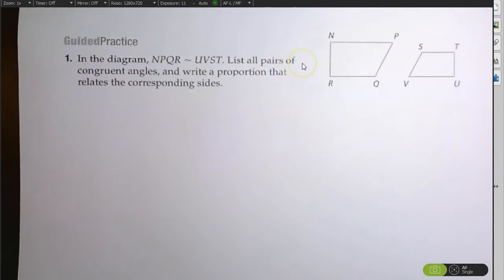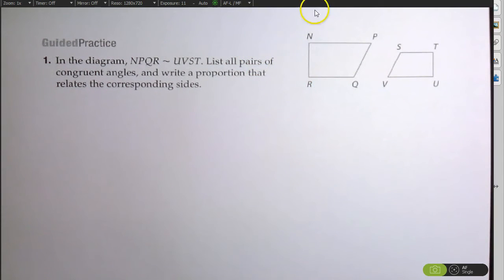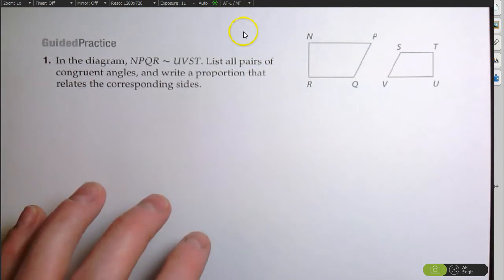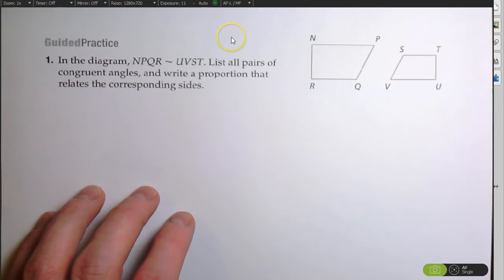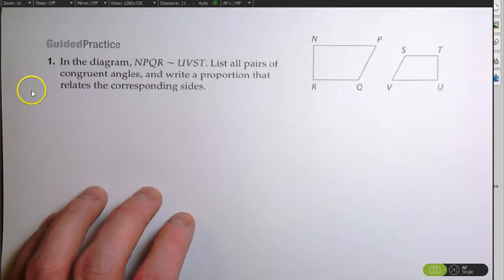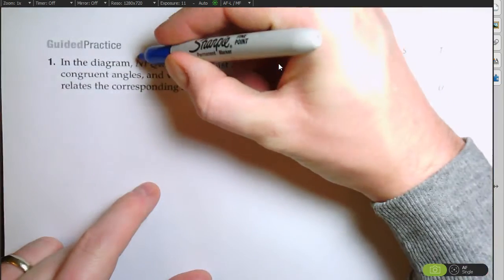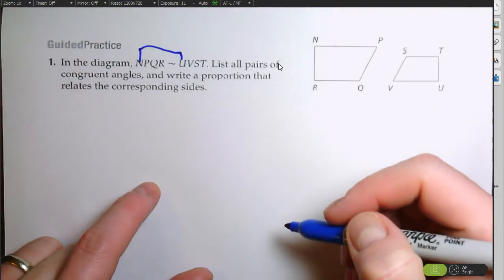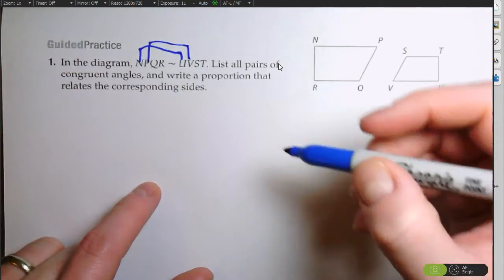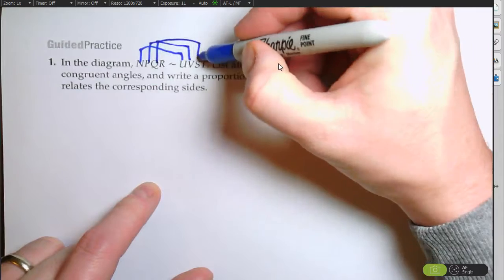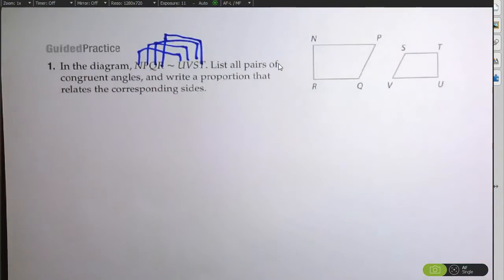In the diagram, the one you've got in your book or in your notes, it says list all pairs of congruent angles and write a proportion that relates the corresponding sides. You can do this from the drawing, try to match things up, but really the statement right here gives us everything we need to know. I know that angle N is congruent to angle U because they're similar. Angle P is congruent to angle V. Angle Q is congruent to angle S. And angle R is congruent to angle T. So I've already got my angles marked up there.